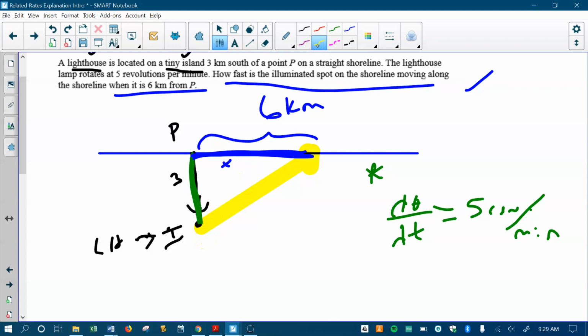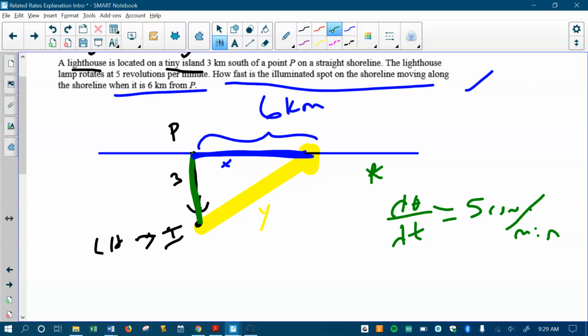Some astute students say, well, this y is changing. That's true. But what that y represents is just the length of the beam. And we're not really interested in the length of the beam. We're interested in how fast the illuminated spot on the shoreline is moving. So we're interested in dx dt. If you weren't sure why I said dx dt, it's because if I want to know how fast the spot is moving on the shoreline, x is where the spot is on the shoreline, and dx dt is the rate that the spot is moving at.